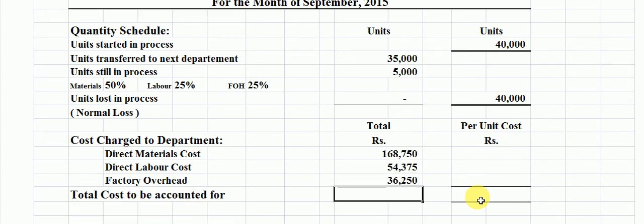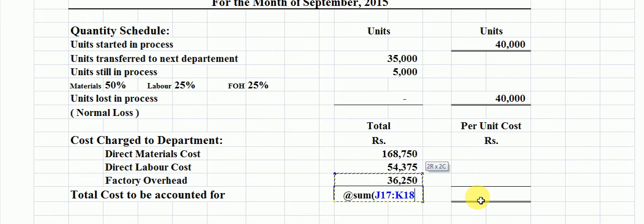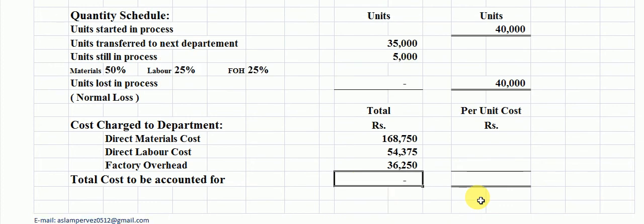Now we add these costs and take the sum of these values. The total amount is 2,59,375 rupees, which is the total manufacturing cost incurred in the first department.